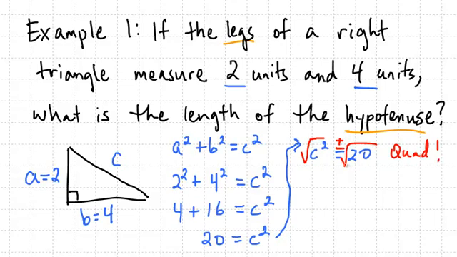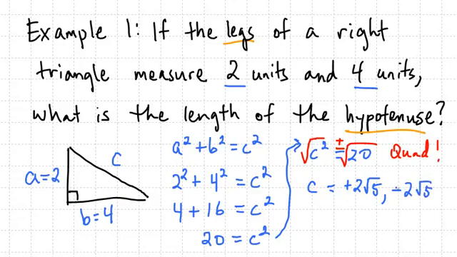I'm going to consider both the positive and negative square root of 20. So, square root of c squared is c. So c could be either positive 2 root 5 or negative 2 root 5.